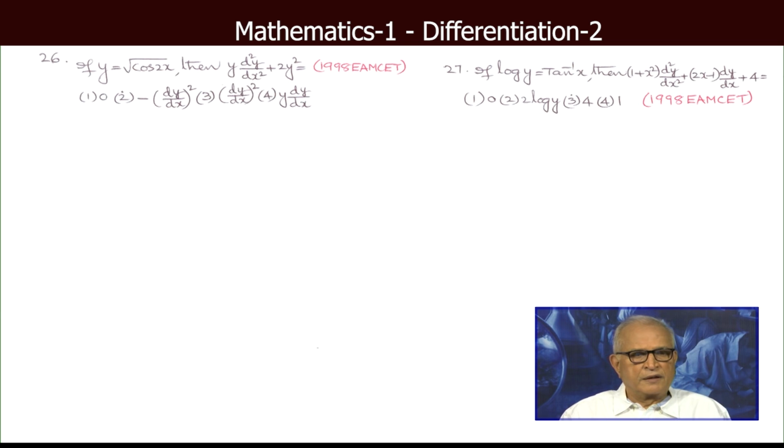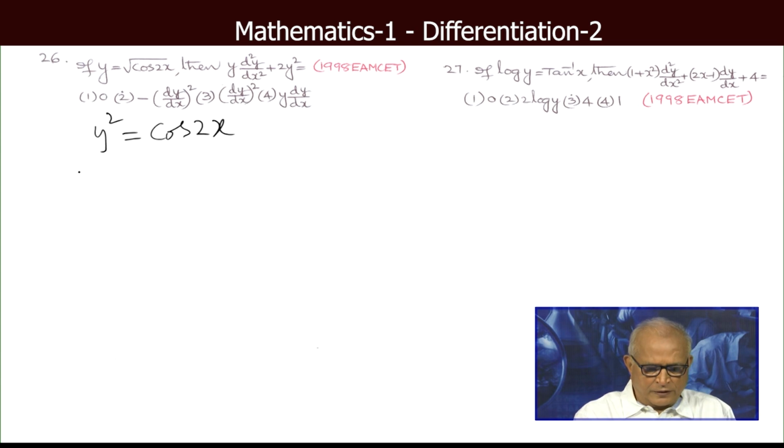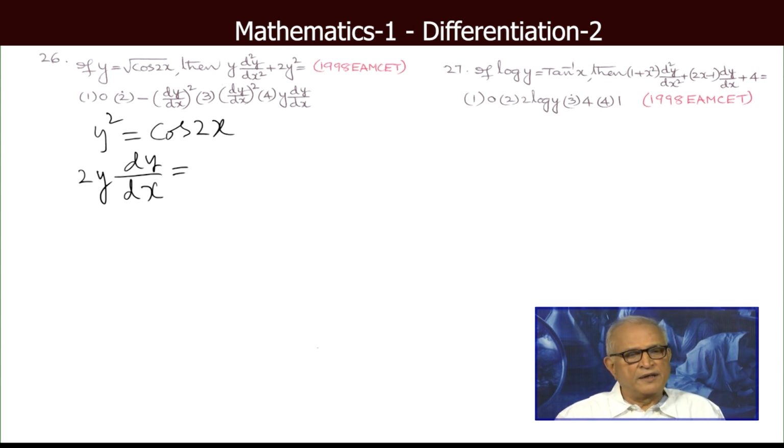Next, 26. If y equal to root of cos 2x, then what is y times second derivative of y with respect to x plus 2y square? Sometimes it is better, because of the presence of y square in the expression whose value is required, to square both sides. So, y square equal to cos 2x. Now, differentiate: 2y dy dx is equal to minus 2 sin 2x.